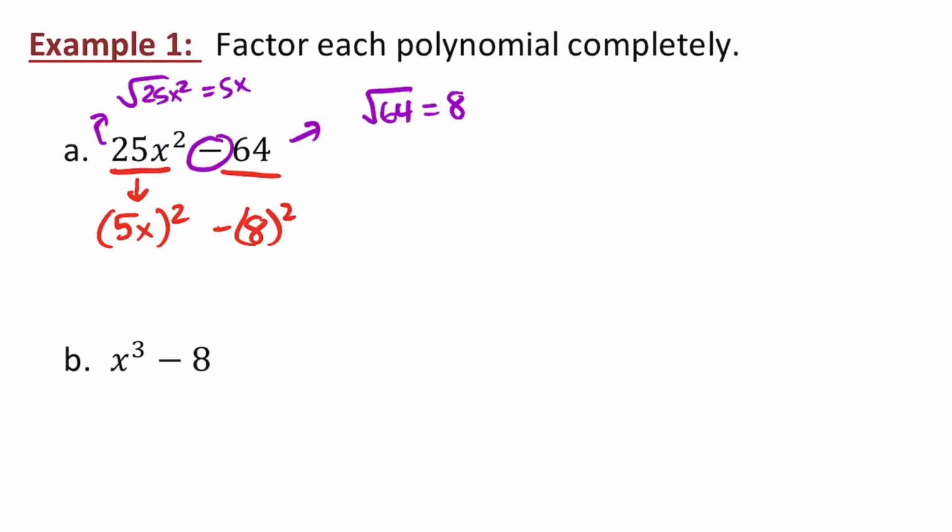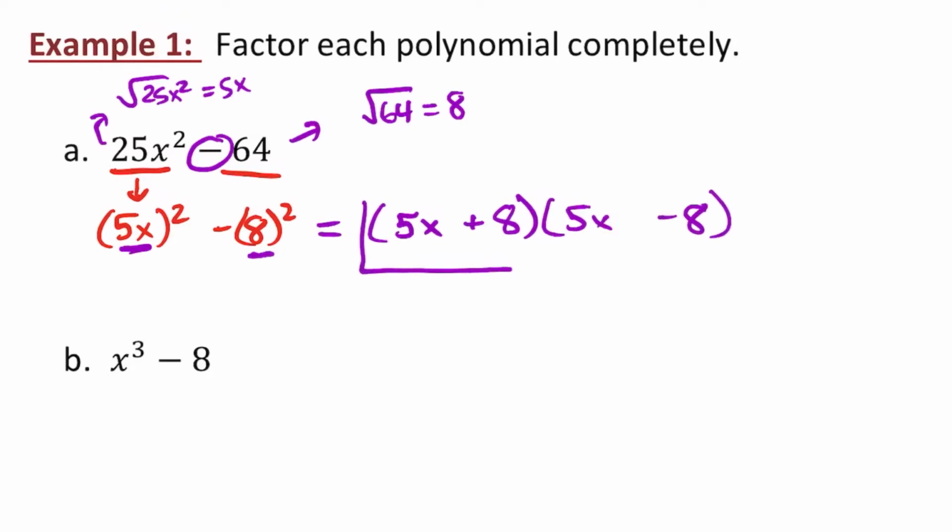And they have to be subtracted, not added, because that's the only way that having one positive and one negative will give you 0 in the middle. So I can factor this into 5x plus my 8 times 5x minus my 8. And you can double check it by multiplying it back together.